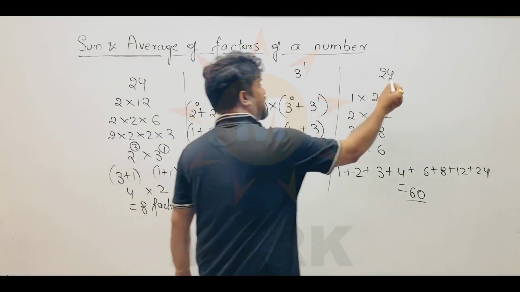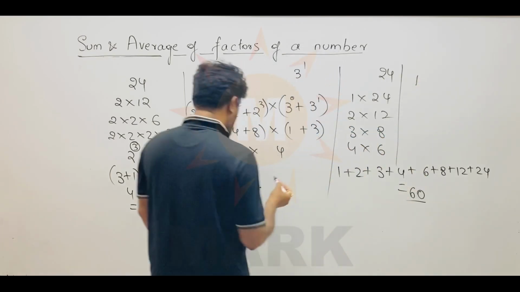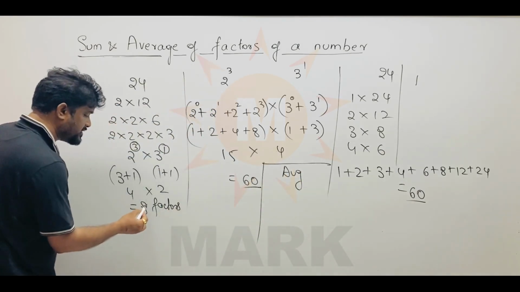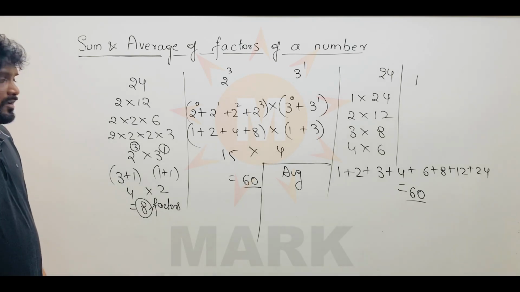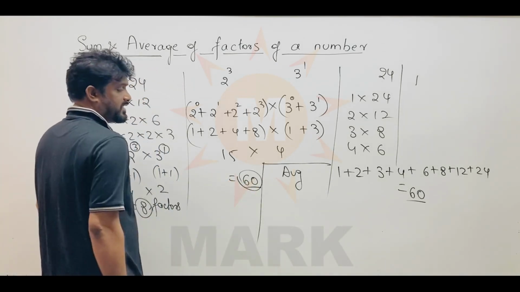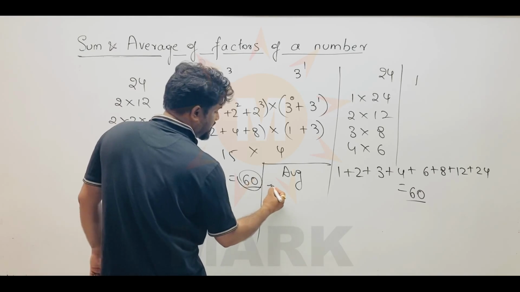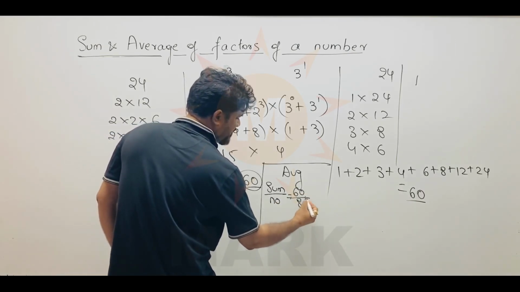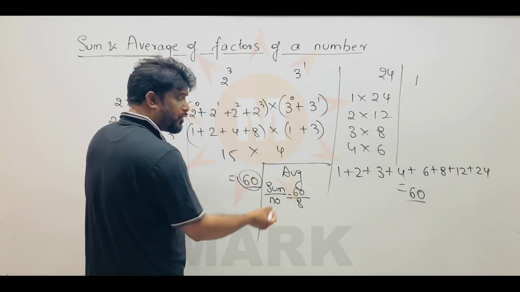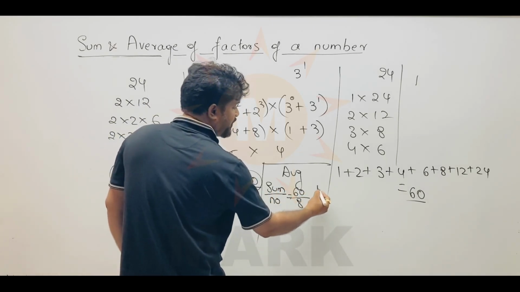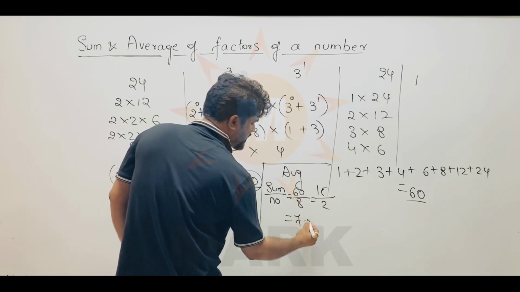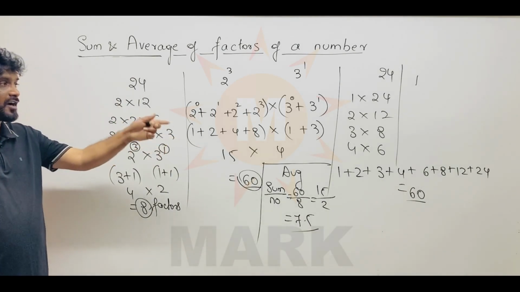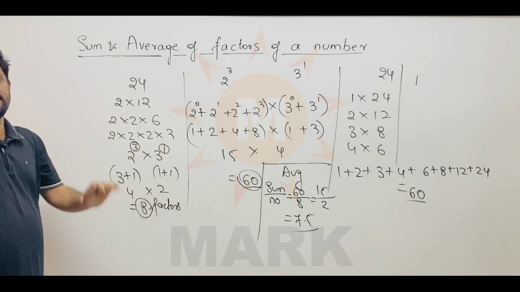Now I am going for the average. My dear friends, if you want to find the average, how many factors are there? 8 are there. What is the sum you got? 60. So what is the average? Average is nothing but sum divided by number. So that means 60 by 8. What is 60 by 8? 4 goes here, so 4 15s and 4 2s. That means 7.5 is the average. 7.5 is the average of the factors of 24, including 1 and itself.